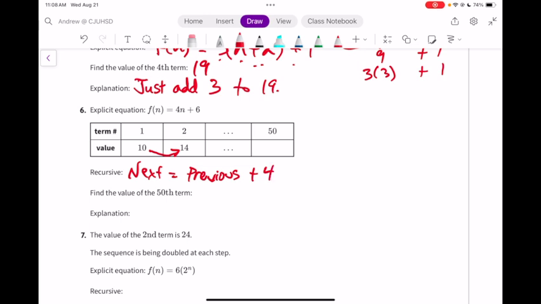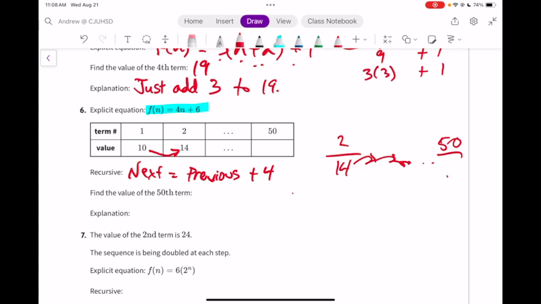Now, what's the value of the 50th term? What would be easier, do you think? To start at 14, which is the second number, and add 4, how many times would we need to do that to get to 50? That would be a lot of adding 4s. So isn't it easier to just take the explicit function, this one right here, multiply by 4, add 6, you have your number.